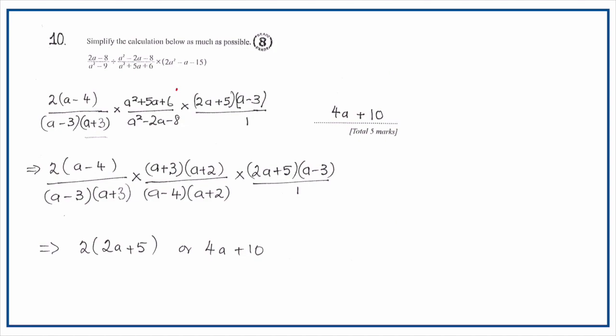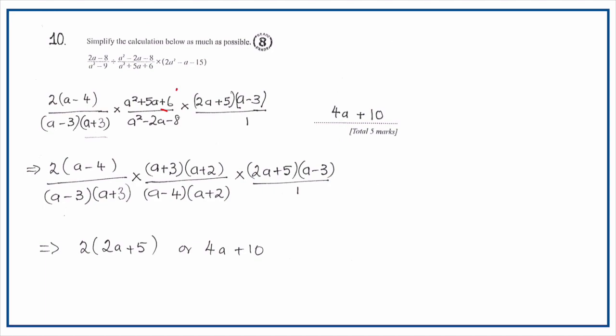Let's go back. So we write this down here as 2 open bracket a minus 4 close bracket, divided by a minus 3 in one bracket and a plus 3 in the other bracket. We factorize the numerator, so it becomes a plus 3 in one bracket times a plus 2 in the other bracket. We factorize the denominator. It becomes a minus 4 in one bracket times a plus 2 in the other bracket, and then times 2a plus 5 in one bracket times a minus 3 in the other bracket.